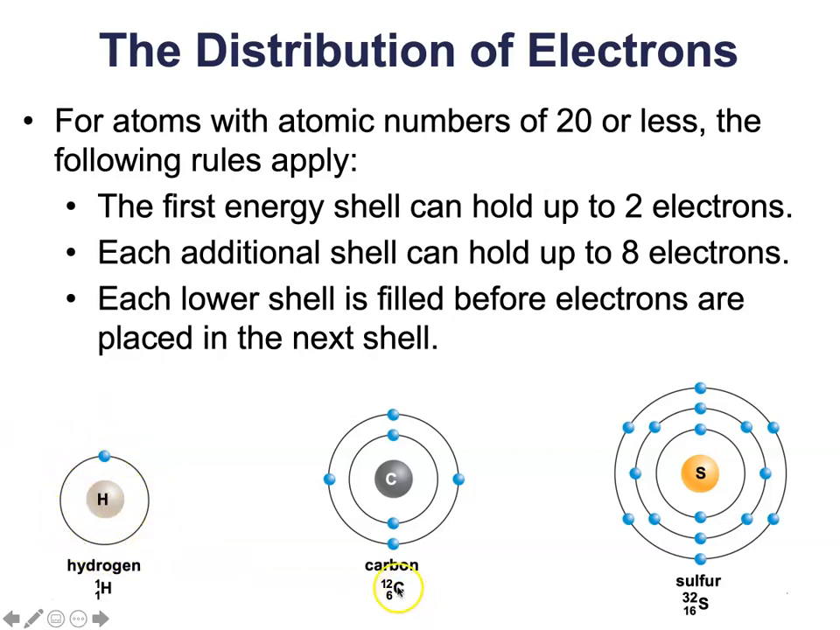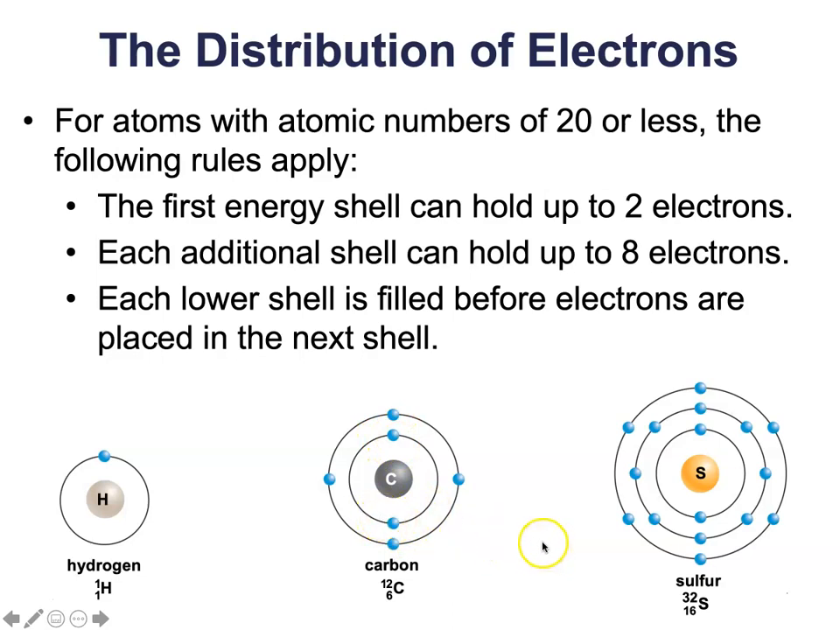Carbon, on the other hand, has an atomic number of 6, meaning that he has 6 protons, or 6 positive charges, so he must have 6 negative charges. So if he has 6 protons, he has 6 electrons. Now, how many electrons can we fit in the very first energy shell? Rule number 1: the first energy shell can hold up to 2 electrons. So we can put 2 electrons in this first energy shell.